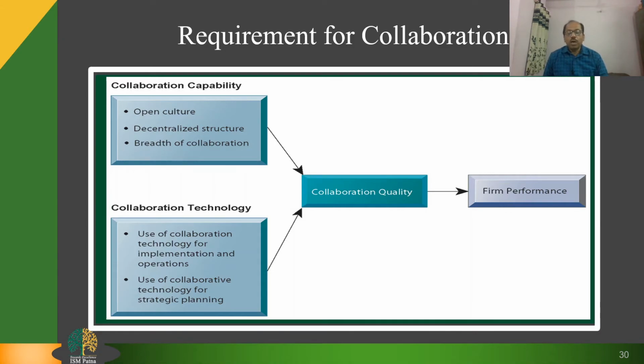Here, give a look at how collaboration is believed to impact business performance. Two primary ingredients are required for the purpose: collaboration capability and firm performance. Collaboration capability includes how much collaboration is possible and the collaboration technology which improves the quality. These two factors directly affect firm performance. The higher quality of collaboration means better firm performance.